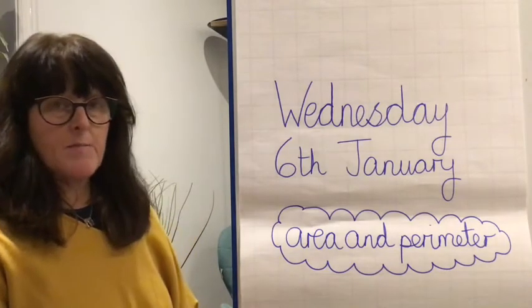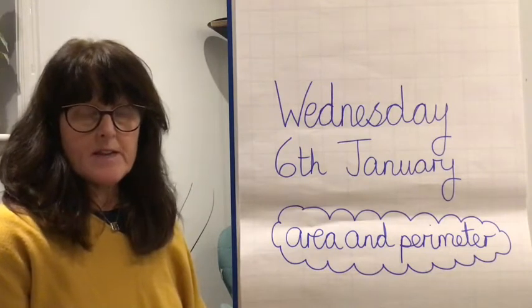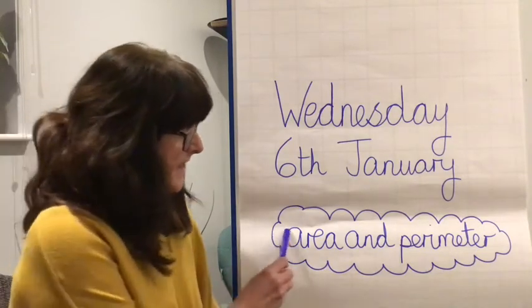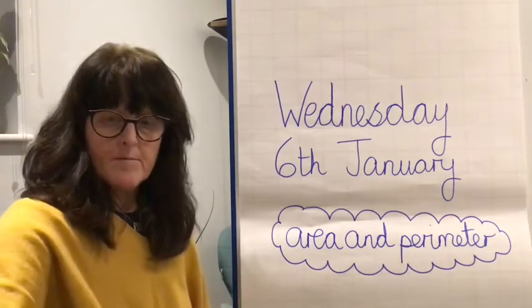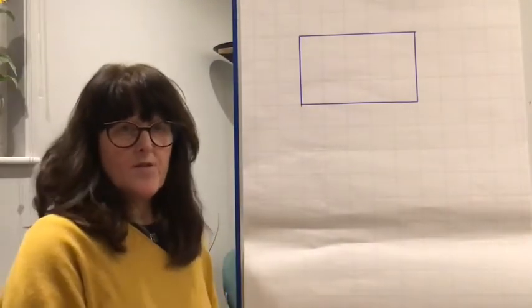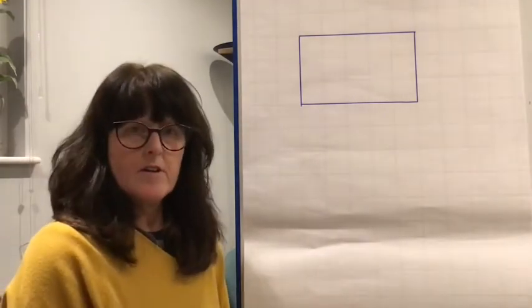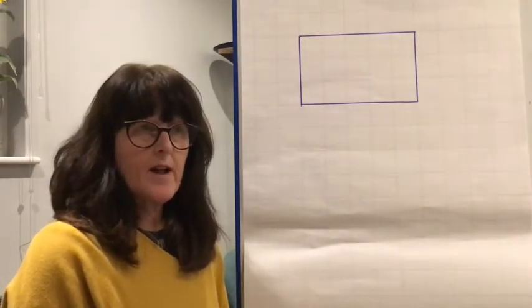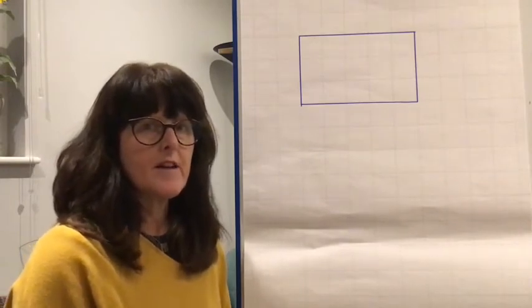Now, as it's the first day back, I thought it would be good to practice some basic multiplication skills, and area and perimeter is a really good topic to practice those skills. So let's take a look at this rectangle. First of all, what makes this a rectangle? Why don't you stop the video and write down 3 things that you think makes this a rectangle?